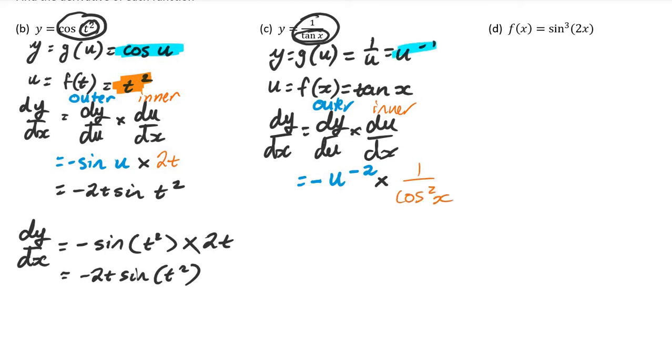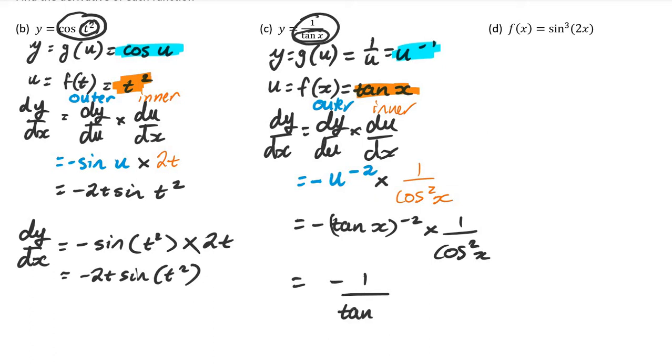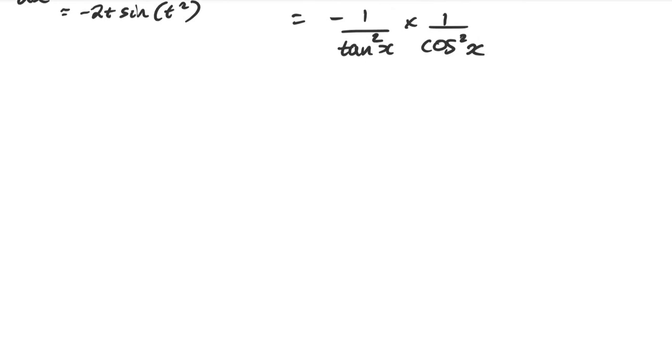Sorry, I messed up my highlighting here. Outer function, inner function. And then we just have to work our way through and tidy that up. Negative u to the negative 2, now what was u? u was tan of x, times 1 over cos squared x. That is negative 1 over tan of x squared, times 1 over cos squared x. I'm going to have to scroll down through here. So we've got to that point.